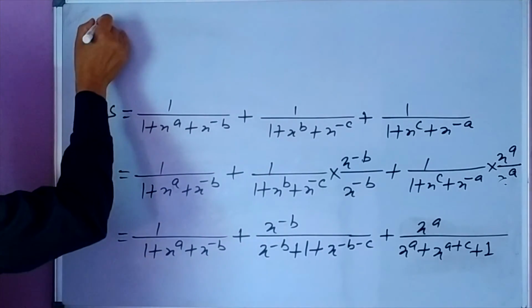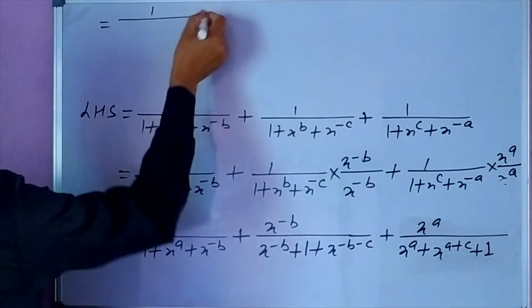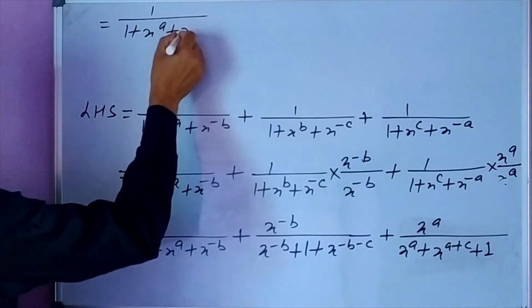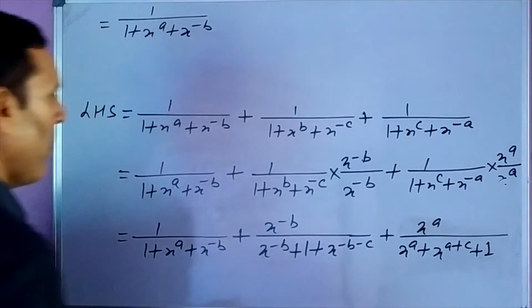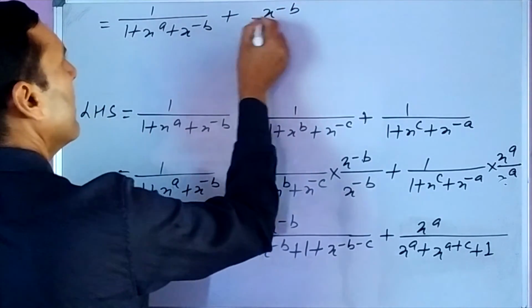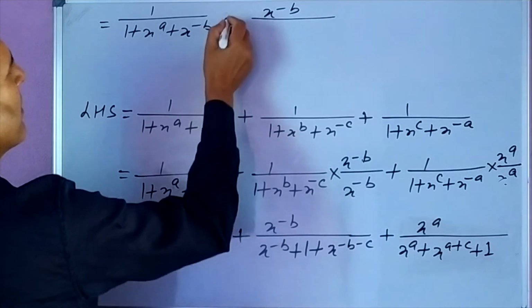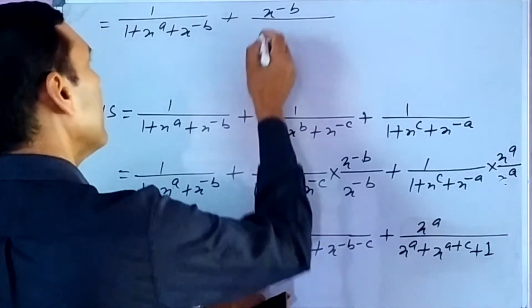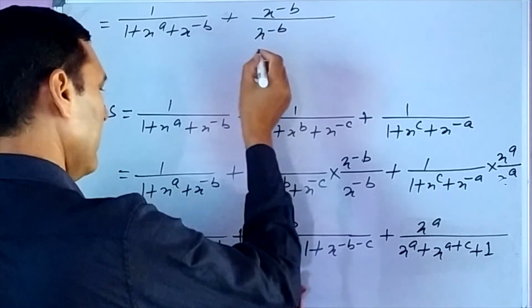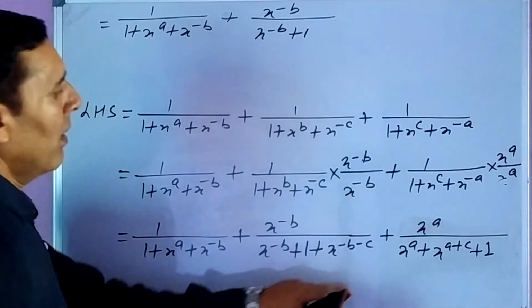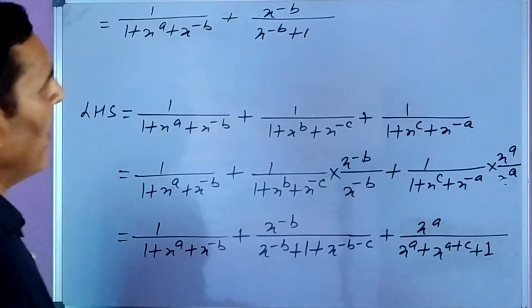After that I am writing here. So the first term as it is, 1 plus x to the power a plus x to the power minus b. Second term, x to the power minus b numerator, upon denominator x to the power minus b plus 1. What is this x to the power minus b minus c?